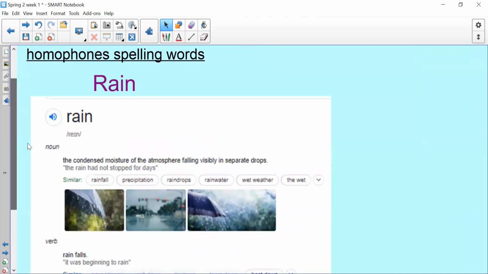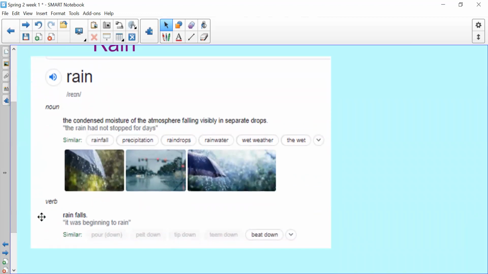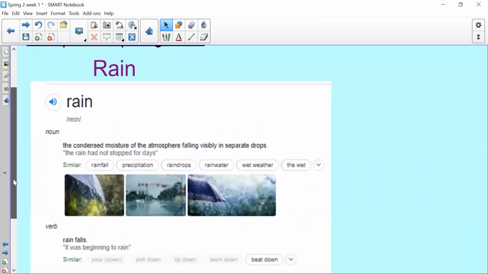And it can be a noun or a verb. Obviously, one is the condensed moisture of the atmosphere falling visibly in separate drops. That's just the wet weather that we know. When it is raining, we see the drops of rain. Okay. And as I just said there, when it is raining, that's the verb. So rain falls. It was beginning to rain. And again, you have to listen to the other words in the sentence to see if it is being used as the noun or the verb.